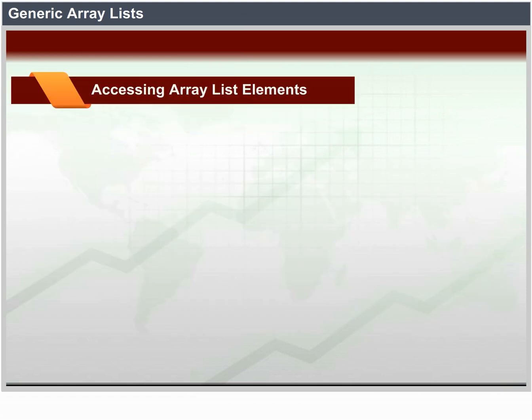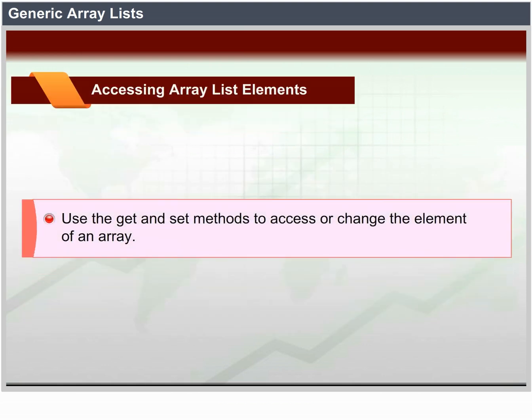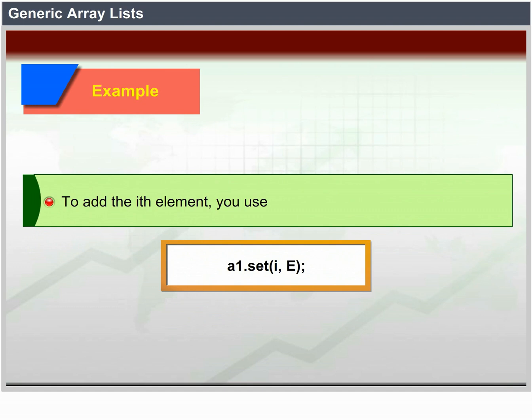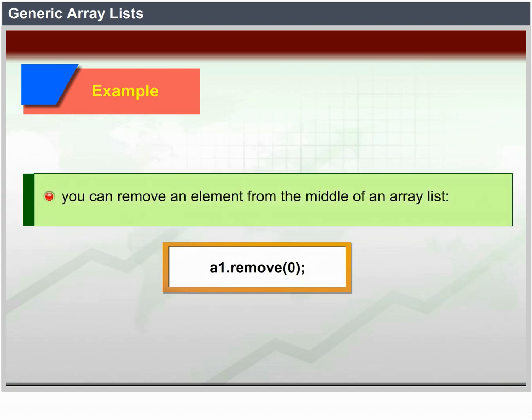Accessing ArrayList elements. Use the get and set methods to access or change the element of an array. For example, to set the ith element, use a1.set(i, e). You can remove an element from the middle of an ArrayList: a1.remove(0).